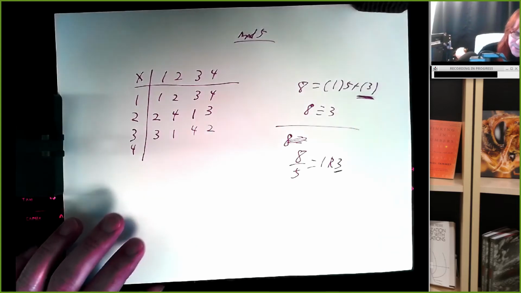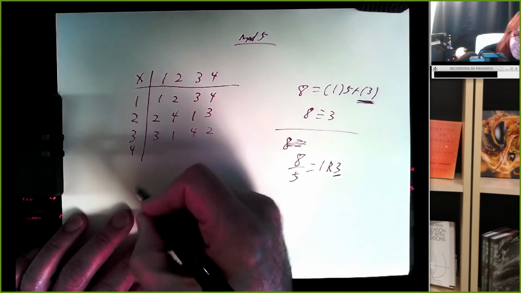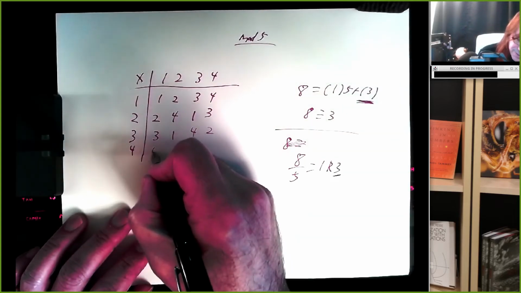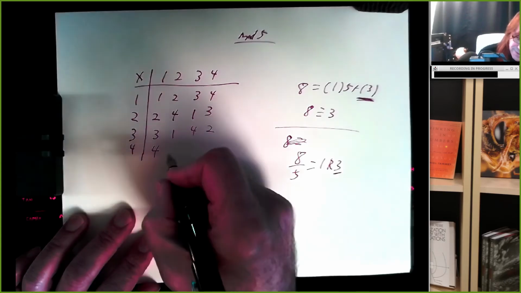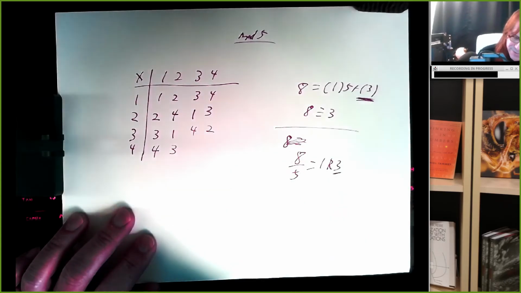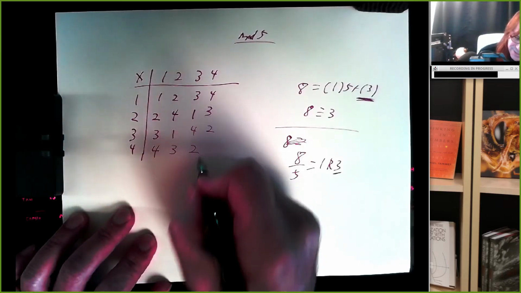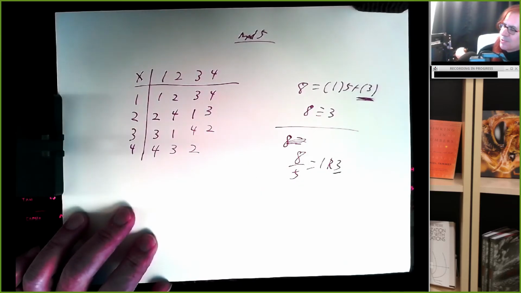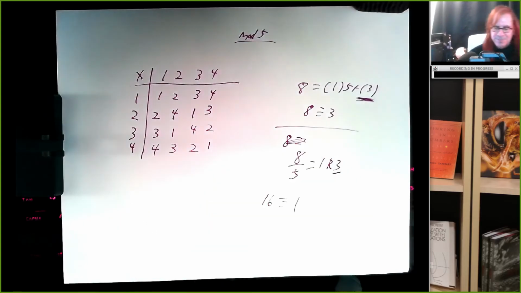What about the last row? 4 times 1 is 4. Good. 4 times 2 is 8, which is congruent to 3. 4 times 3 is 12, which is congruent to 2. And last one, 4 times 4 is 16, which is congruent to 1. So there's the whole multiplication table for the world of modulo 5.